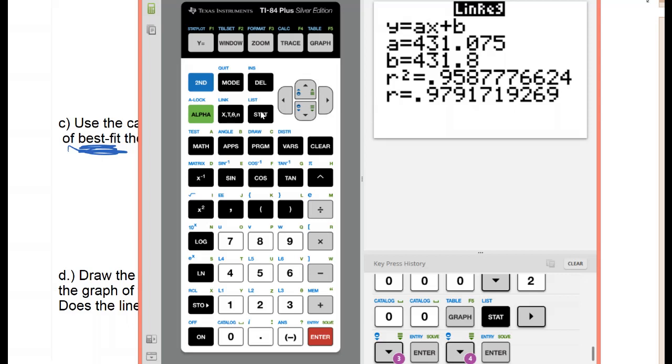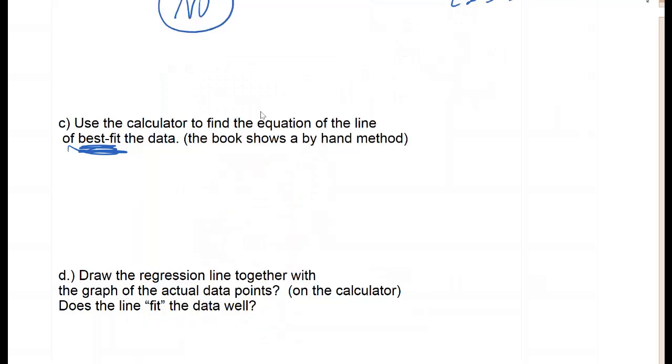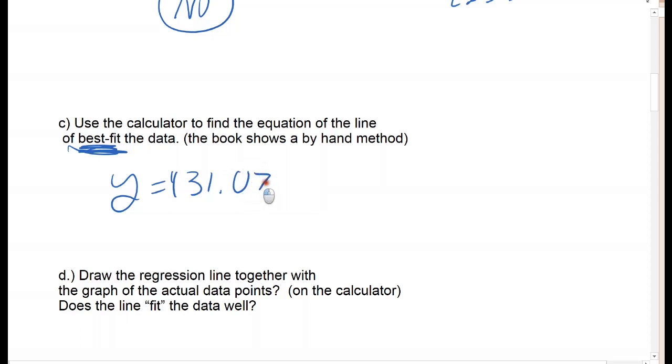But the big part is my slope, my a, which is 431.075. It's just a coincidence those came out the same. It's just the way the numbers work. That won't happen very often. And they're actually not perfectly the same. They're off in the decimals. So again, it's just a coincidence in this case. My best fit line has a slope of 431.075 times x, and my y-intercept was 431.8, and that's my best fit line.